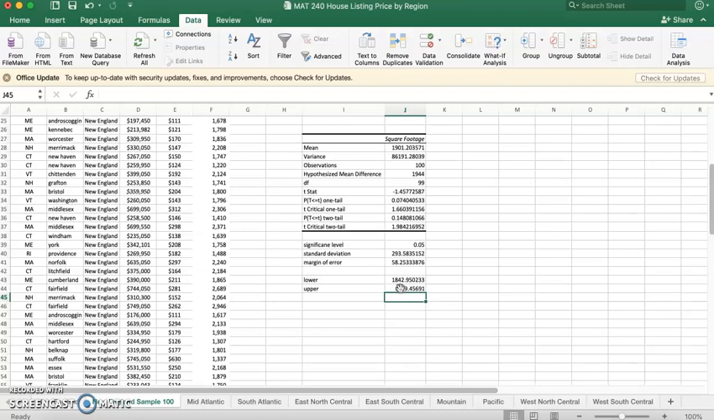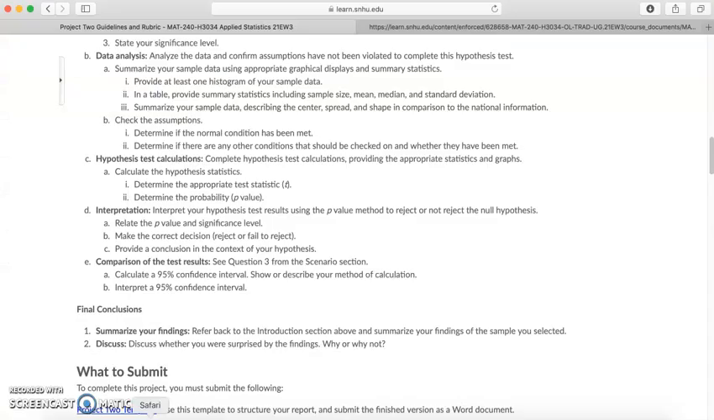But you might see a different result if you choose a different region or end up with a drastically different sample within the New England region. So that's how to do the confidence interval and how you compare it to your two-tailed hypothesis test. Then you do your final conclusion, you summarize your findings, and discuss whether you were surprised by the findings. That's a really important thing in general because you should go into this with some kind of expectations.